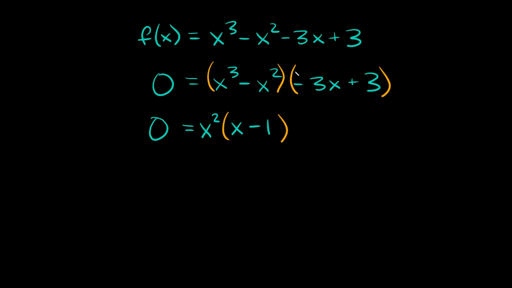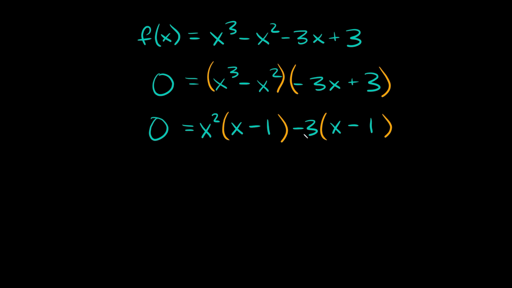Great. Now for this second set of parentheses, the biggest number we can factor out from both of these terms would be a negative 3. So we can take out a negative 3 from this first one and from the second one. We're going to pull out a negative 3, and then in these parentheses, we're going to be left with positive x minus 1.